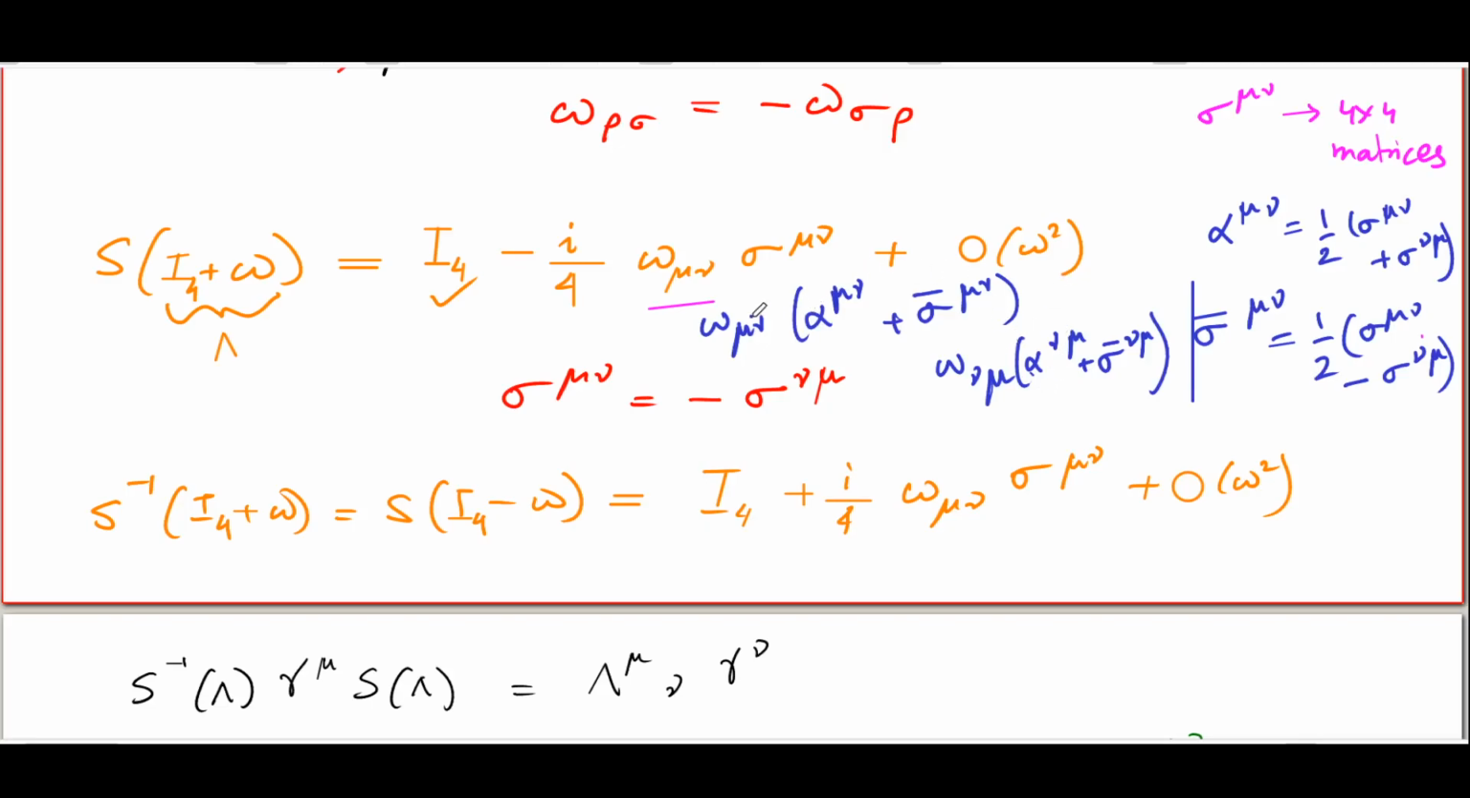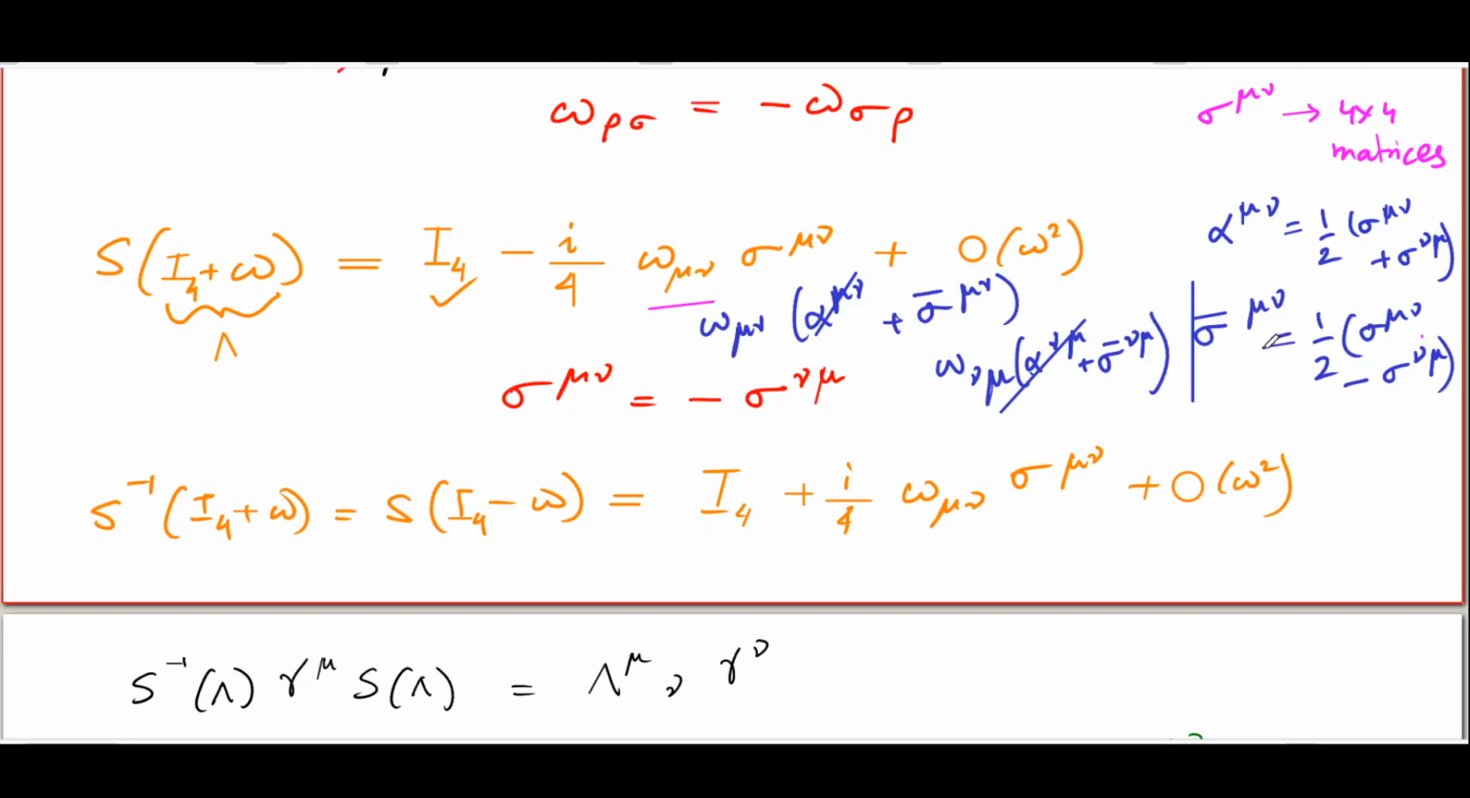But now you would realize that the first term would have to vanish simply because omega mu nu and omega nu mu are negatives of each other. Alpha mu nu and alpha nu mu are the same. So this combination would be negative of itself, so it would have to vanish. So out of these 4x4 matrices, only the sigma bar mu nu, the part which is antisymmetric in the indices mu and nu, would actually survive.